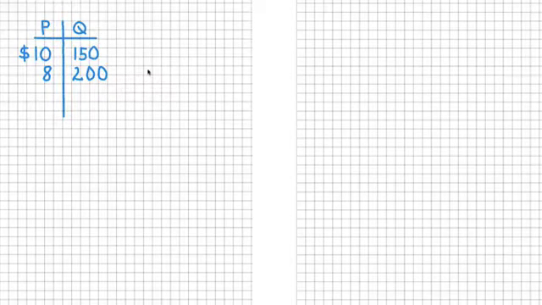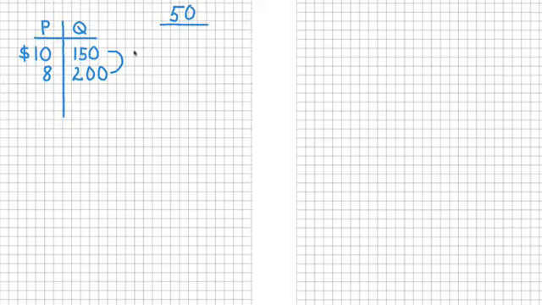Okay, in this problem, we're going to calculate the price elasticity of demand between $10 and $8. So let's go ahead and do it using the midpoint formula. Now, the midpoint formula requires us to get the difference between the two quantity demandeds here. So the difference between 200 and 150 is 50, so we put that in the numerator.